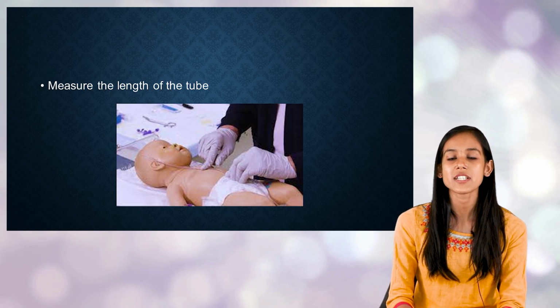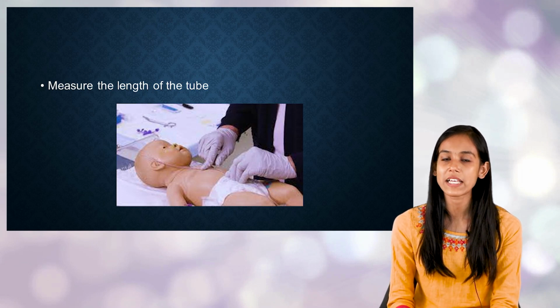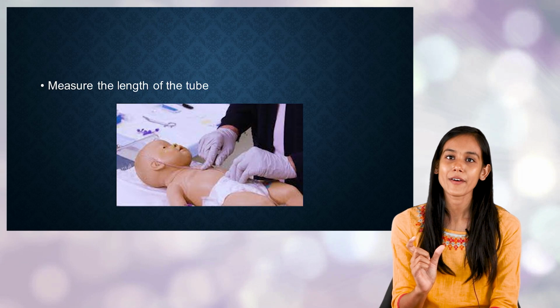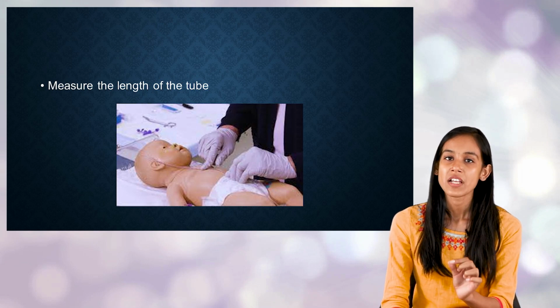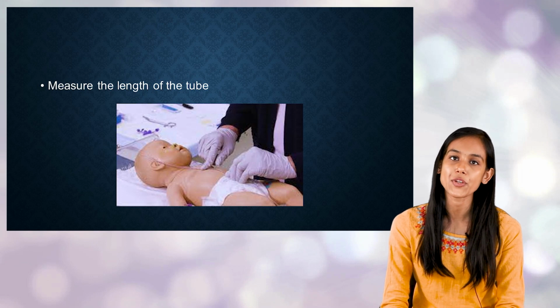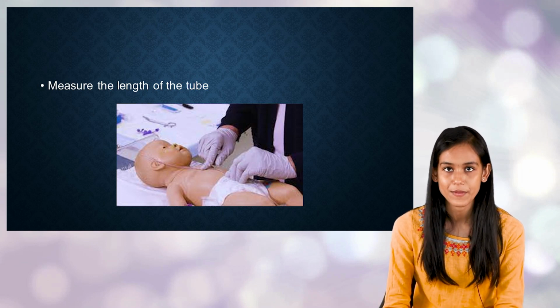Now, from the xiphoid process to the umbilicus, we are going to mark the middle point, and up to that middle point we are going to insert the tube inside the nose. Once we measure the tube, the next thing is we have to lubricate the tube to prevent any kind of friction when the tube is inserted inside the nostrils. So we are going to use a water soluble lubricant, or any kind of lubricant, to lubricate the tube, and then we are going to insert it.